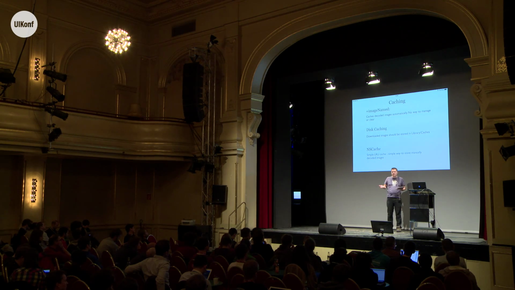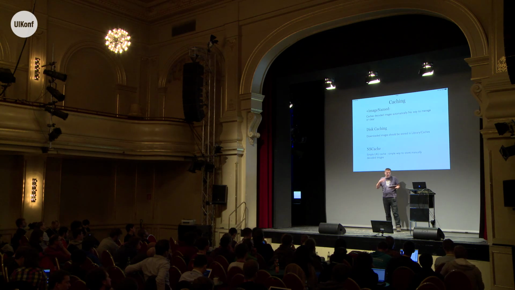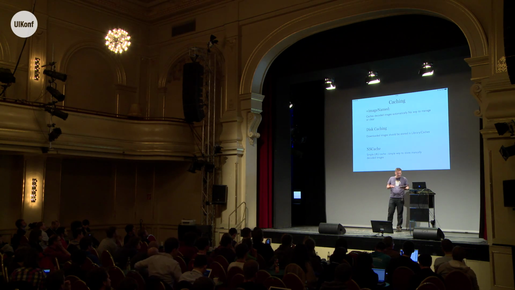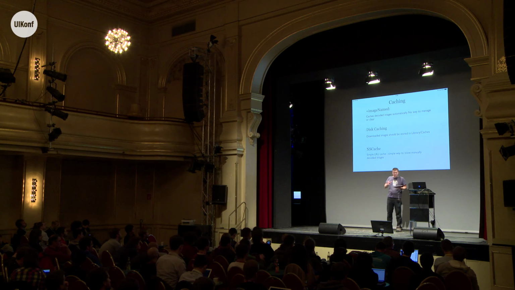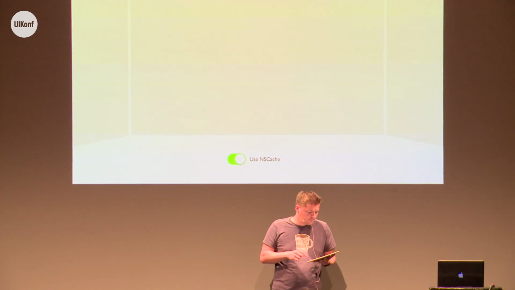Disk caching, obviously, if you're downloading images, you want to save them to disk rather than downloading them every time you display them. For images that you're loading not using image named, you can cache them in memory using NSCache, which is a least recently used cache, so it will evict the image you accessed least recently, which is usually what you want. There's a lot of potential problems around using NSCache, but it's a good, simple first solution.